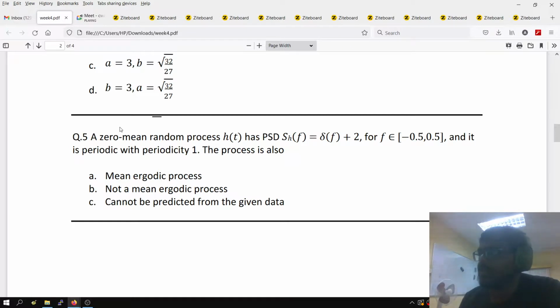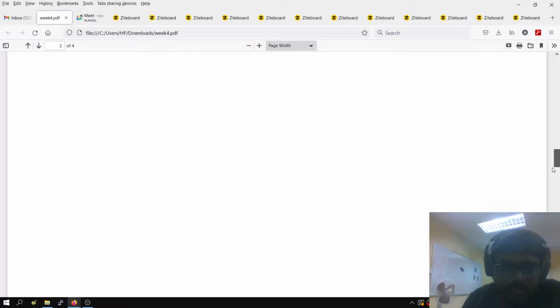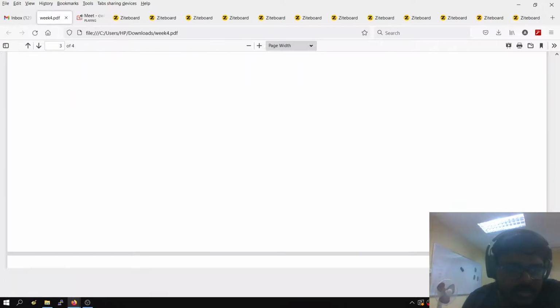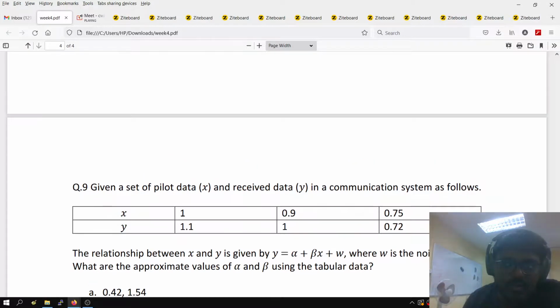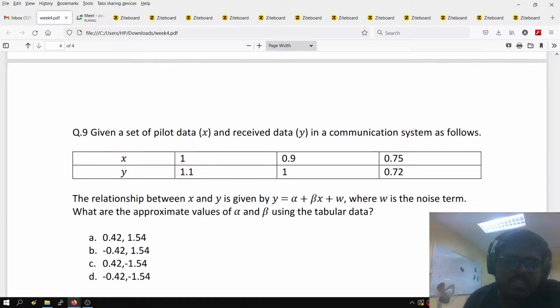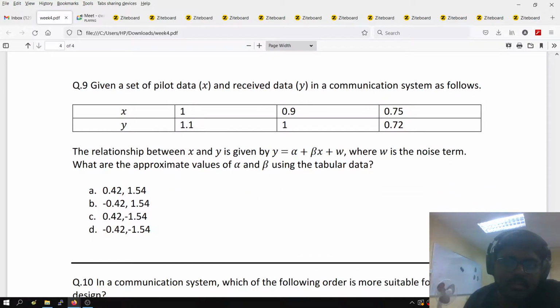Ninth question, right? That wrong option has been given. These are the given questions, right? Okay, this is the previous year question. This is the previous year question that I'm solving. I'm not solving that, right, for current semester.